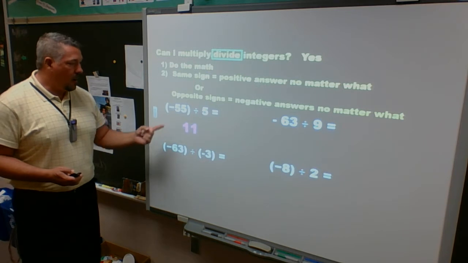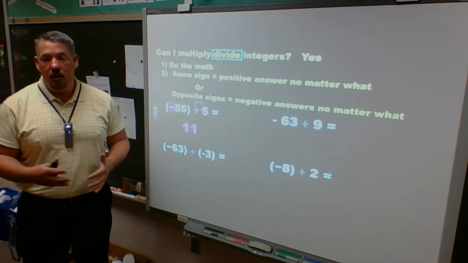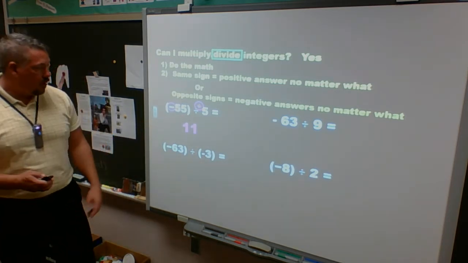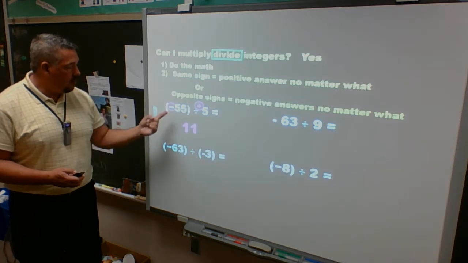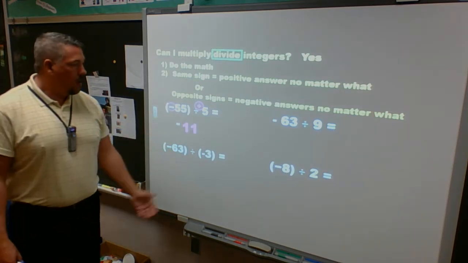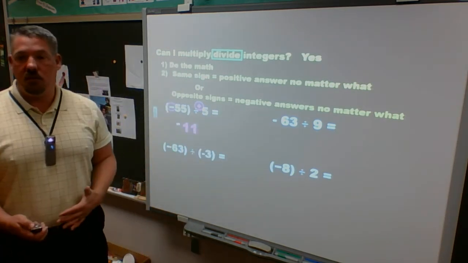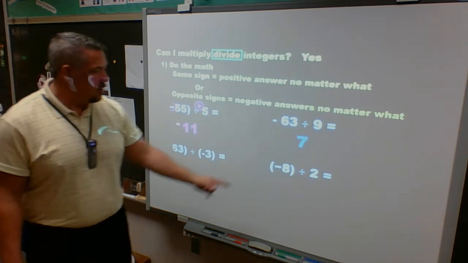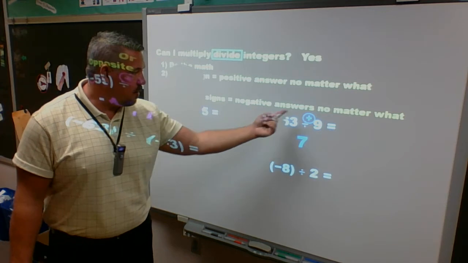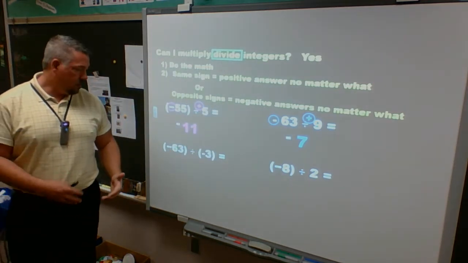When I look at my signs, once again, I don't have the positive sign. Sometimes you might, but a lot of times you won't. But I know it's an understood positive. So when I have a positive and a negative, then I know that my answer has to be in the negative form. On negative 63 divided by 9, I begin by doing the math. 63 divided by 9 is indeed 7. When I look at my signs, positive and negative, negative, positive, opposite signs tell me that I have a negative answer.